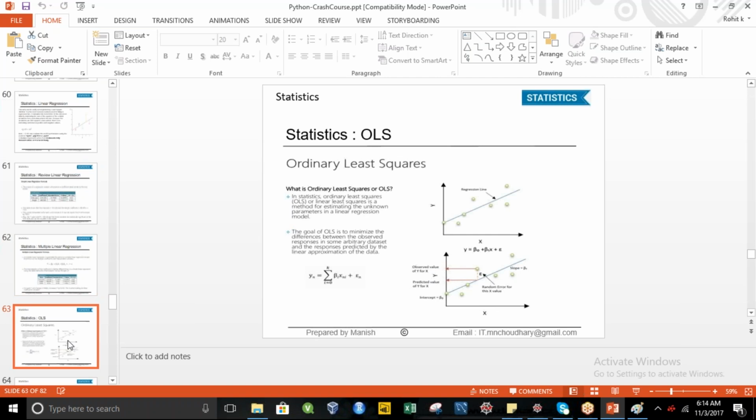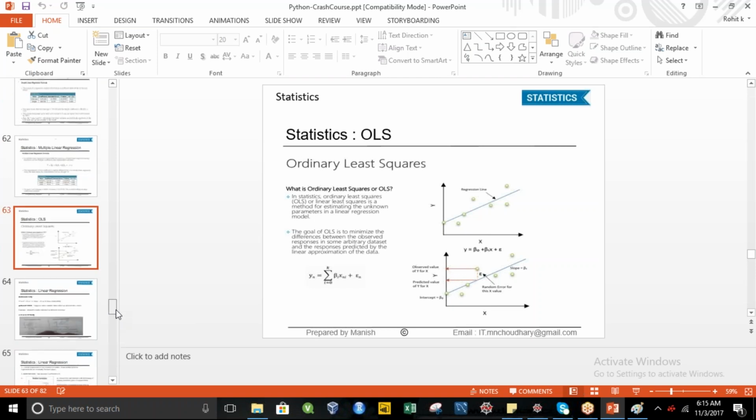Ordinal value we already explained, I'm repeating it again. Ordinal value is the distance from the data point to the regression line. That is called the ordinal least square. Why least? The sum of the squares of the distances from all the data points to the regression line should not be more, it should be the least value. That's the reason it is called the ordinal least square value. The distance should be less.